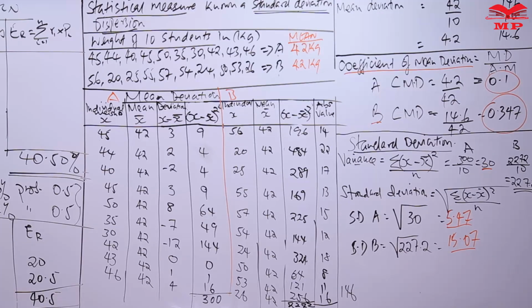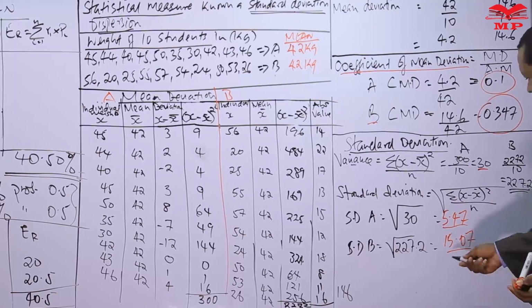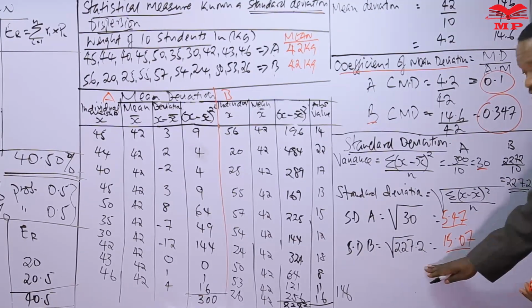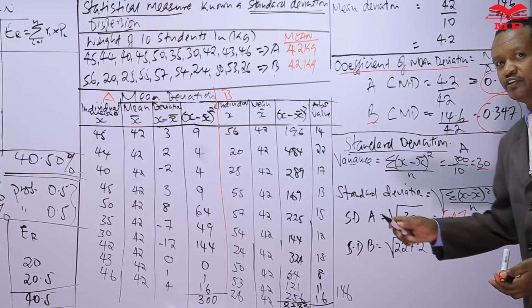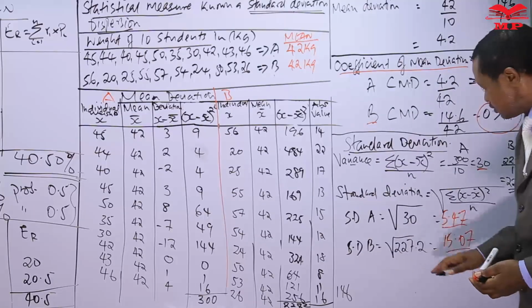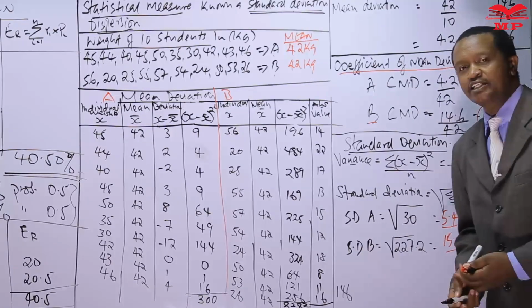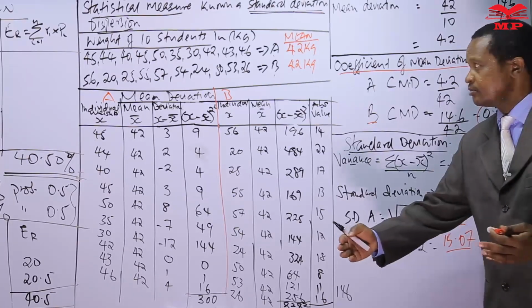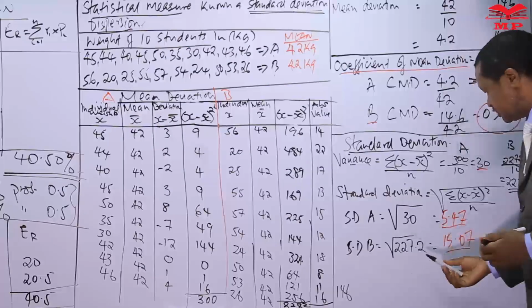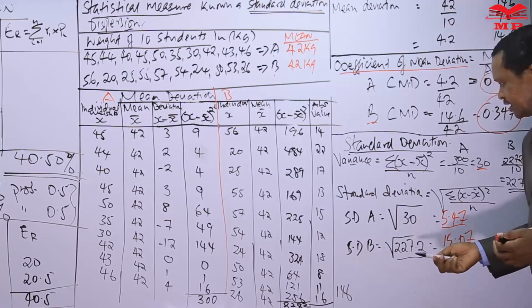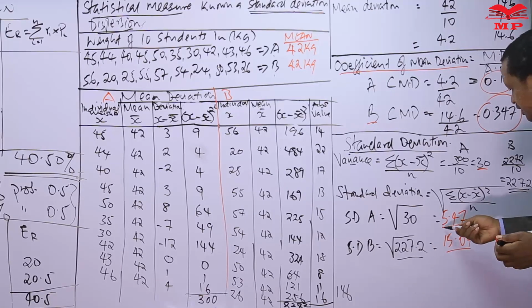The standard deviation of class A is 5.47, B is 15.07. What does that mean? What is the interpretation? A higher standard deviation here, in this case of class B, means that the individual weights of class B are highly dispersed. Remember, we are calculating measures of dispersion. It means that this one is highly dispersed as compared to class A.